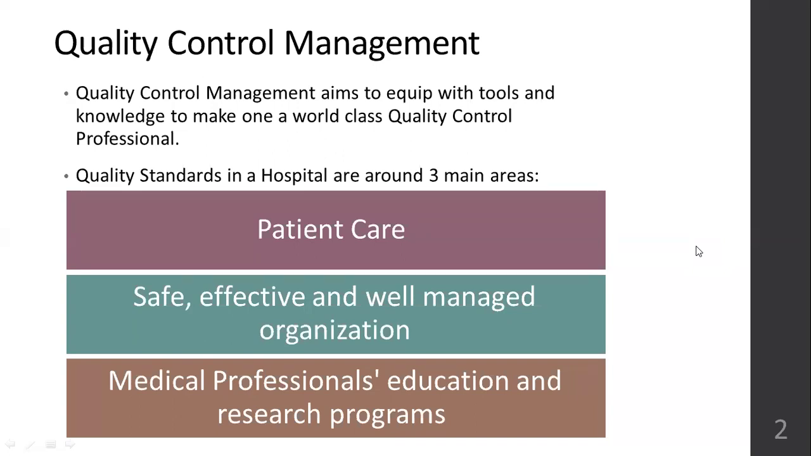Okay. So when it comes to quality control in hospitals, the majority of the policies are around patient care, a safe, effective, and well-managed organization, medical professionals, and education and research programs. So these are the main areas where we focus when it comes to quality control management. In hospitals specifically, or any healthcare setting, these are the areas where you have to focus.